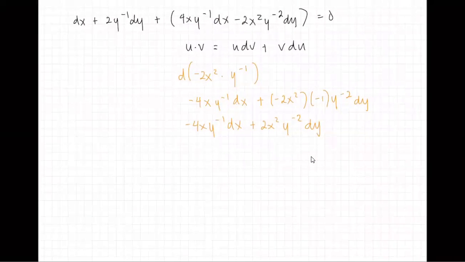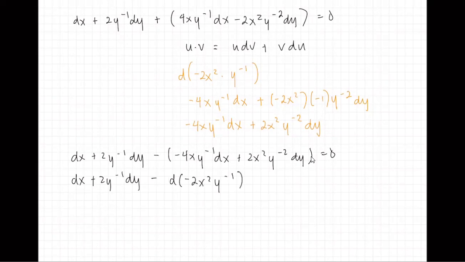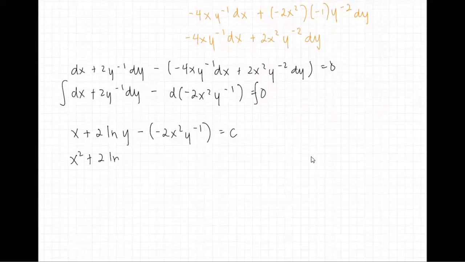Okay? So, we have, rewrite muna natin, dx plus 2y negative 1 dy minus negative 4xy negative 1 dx plus 2x squared y negative 2 dy is equals to 0. Okay? Then dx plus 2y negative 1 dy minus, this will be differentials nung negative 2x squared y negative 1 is equals to 0. Then we integrate both sides. We have x plus 2 ln of y minus 2x squared y negative 1 is equals to c. Okay. So we have x squared plus 2 ln of y plus 2x squared y negative 1 is equals to c.